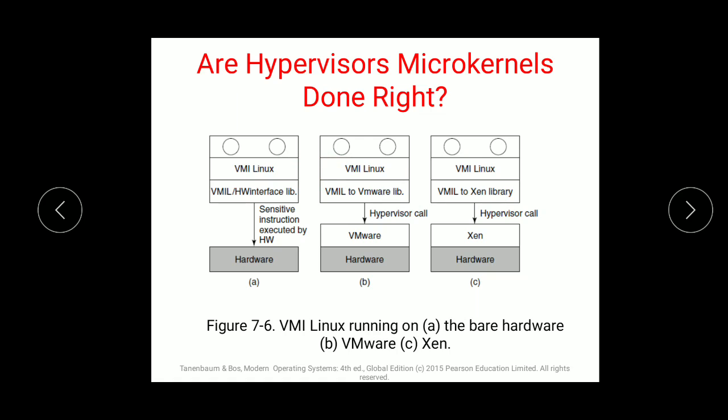So bare hardware, VMware and Xen. Bare hardware means all the sensitive instructions can be followed. That is the reason it's hypervisor 1. Bare metal is hypervisor 1. Here you have a guest operating system and their own servers. Here also you have a guest operating system and servers. So Xen is a different server, VMware is a different server.